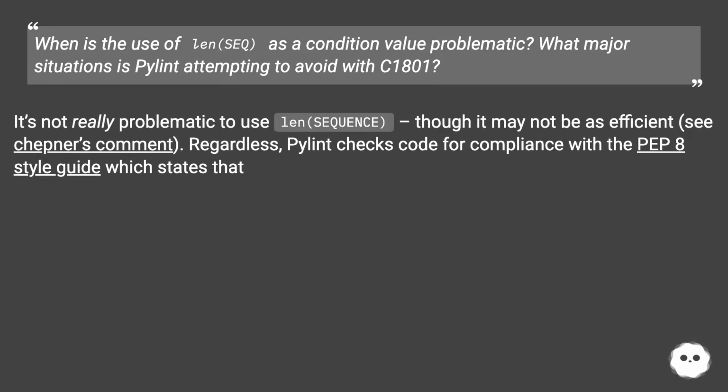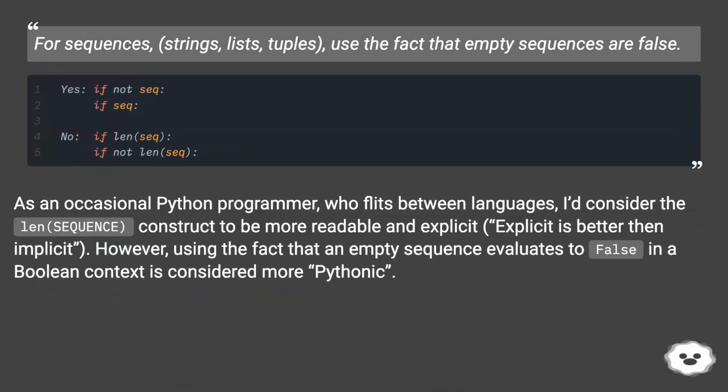It's not really problematic to use len sequence, though it may not be as efficient, see Chepner's comment. Regardless, Pylint checks code for compliance with the PEP 8 style guide, which states that for sequences, strings, lists, tuples, use the fact that empty sequences are false.